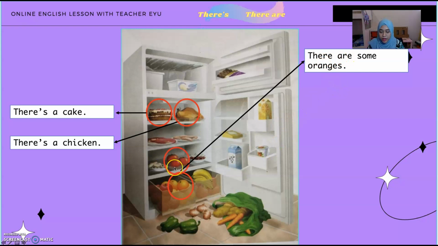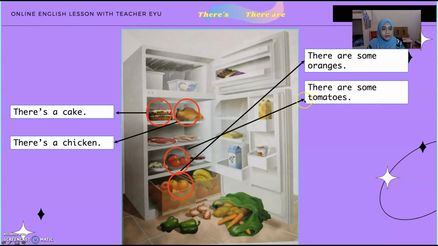Okay, next food here. What fruit are these? Okay, these are tomatoes. So what is the sentence? There are some tomatoes. Okay. Okay, as you can see, there are three. 1, 2, 3. 3 is more than 1. 3 tu lebih daripada satu. So we use there are. There are some tomatoes. Okay, next here. These are apples.